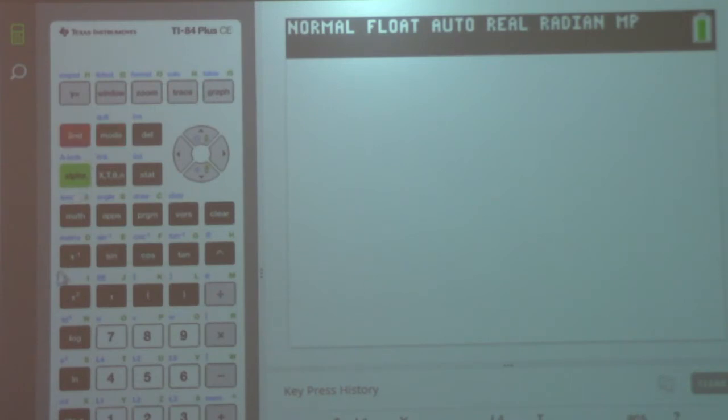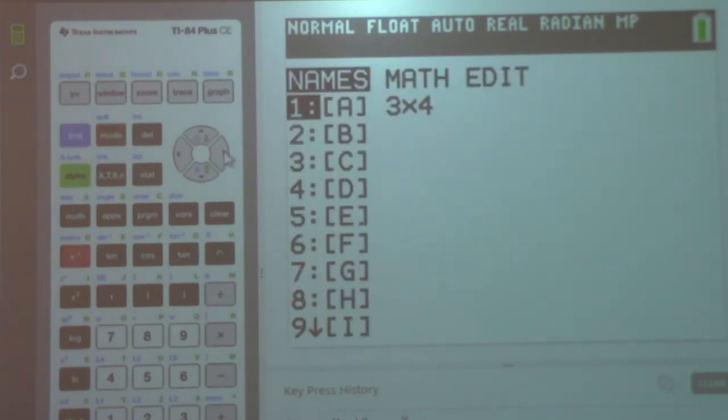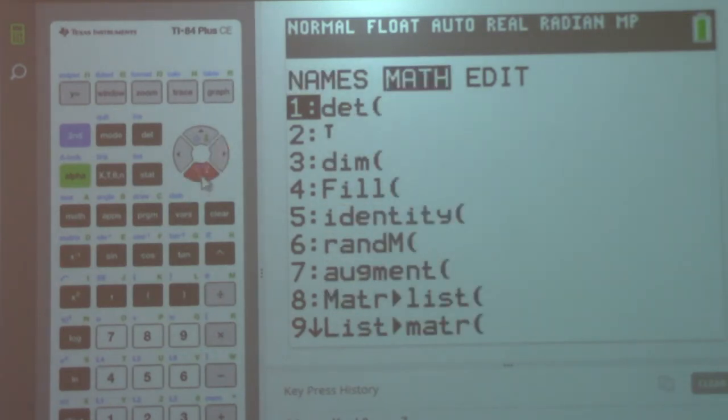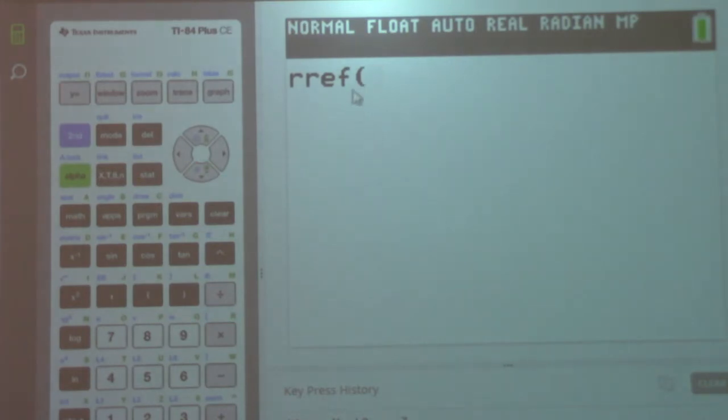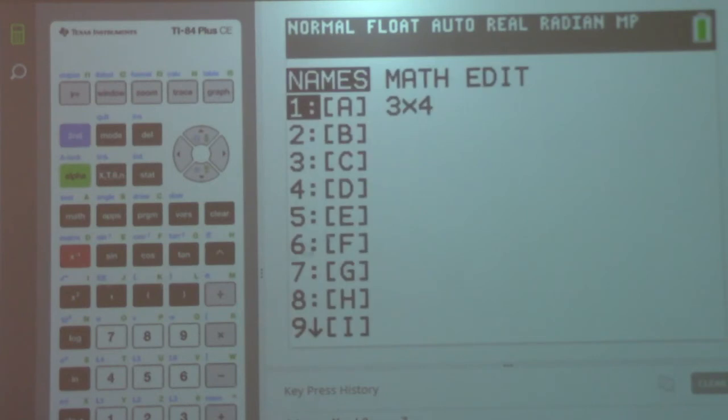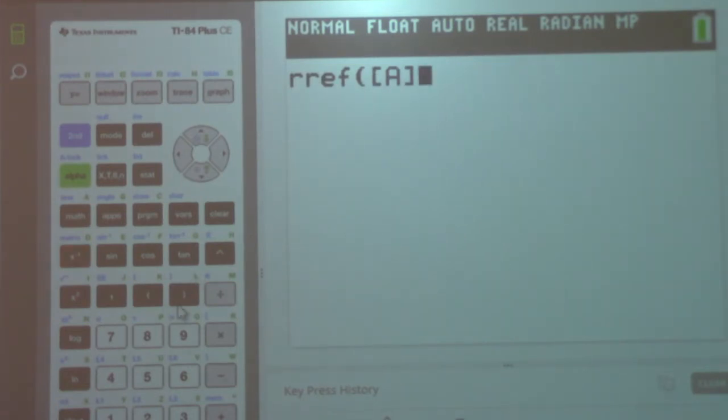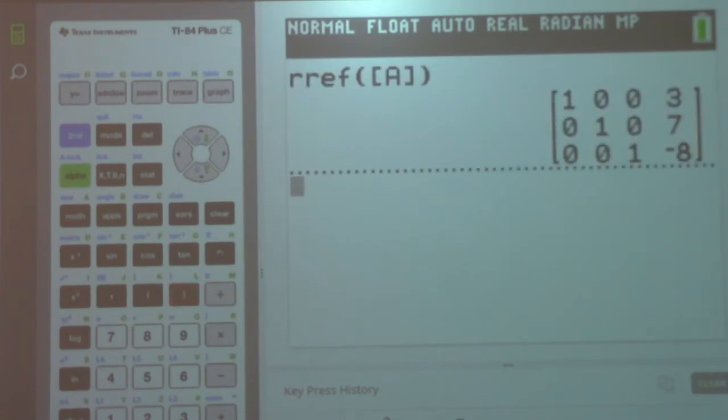We'll go to second matrix and go down to math. Then we go down to option B, which is reduced row echelon form. That's what that stands for. Press enter, and we have this blinking. Then we enter second matrix, and here highlighting this name submenu, press enter for matrix A. Close the parentheses and press enter.